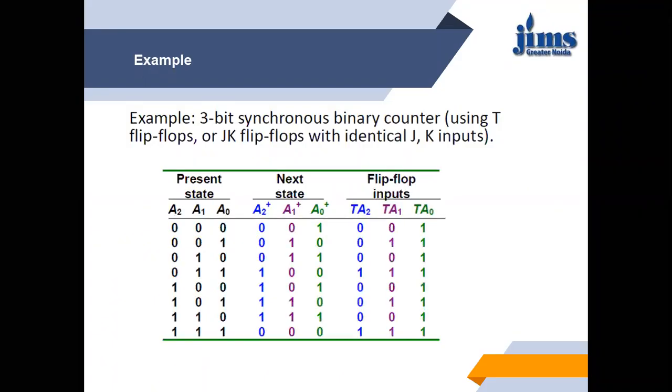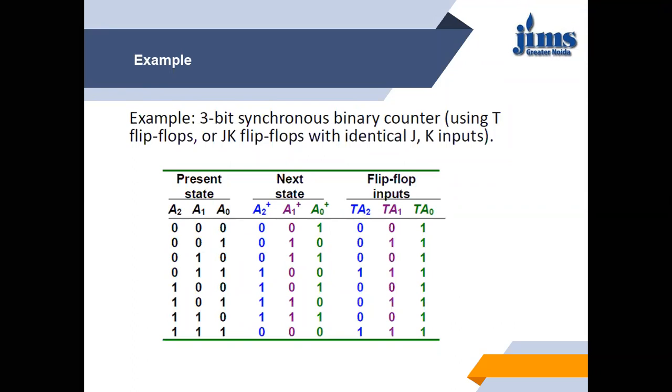Present state, next state. As it is a 3-bit synchronous counter, it will start from 0 and go up to 7, or we can say it is a modulus 8 counter. When present state is 0, next state is 1, so 0 0 1. Present state 1, next state 2. Present state 2, next state 3. Present state 3, next state 4. Present state 4, next state 5. Present state 5, next state 6. Present state 6, next state 7. Present state 7, next state is 0. So it will move in a circle starting from 0, 1, 2, 3, 4, 5, 6, 7, and after 7 it will come to 0.